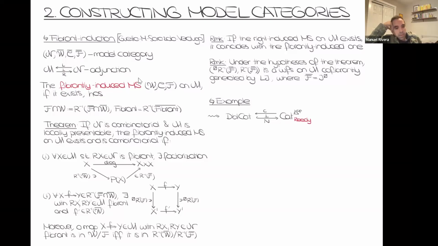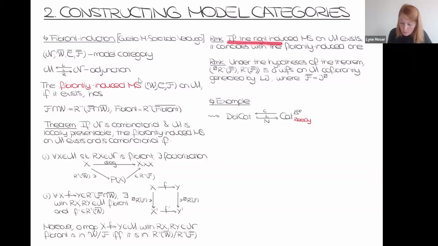I see. So it's as explicit as the small object argument permits, then. Yeah, and in some cases you can simplify it a bit more, but there's no general result for this. Okay, I see.